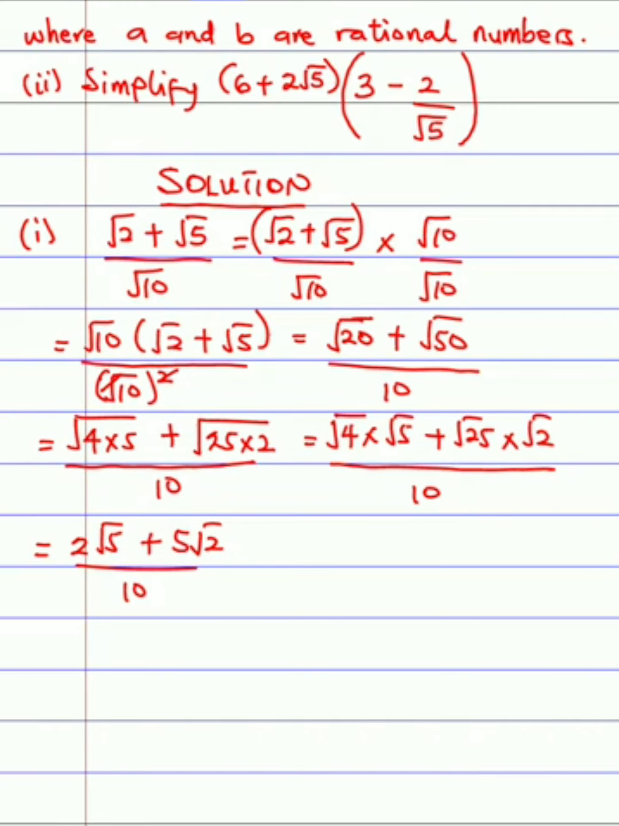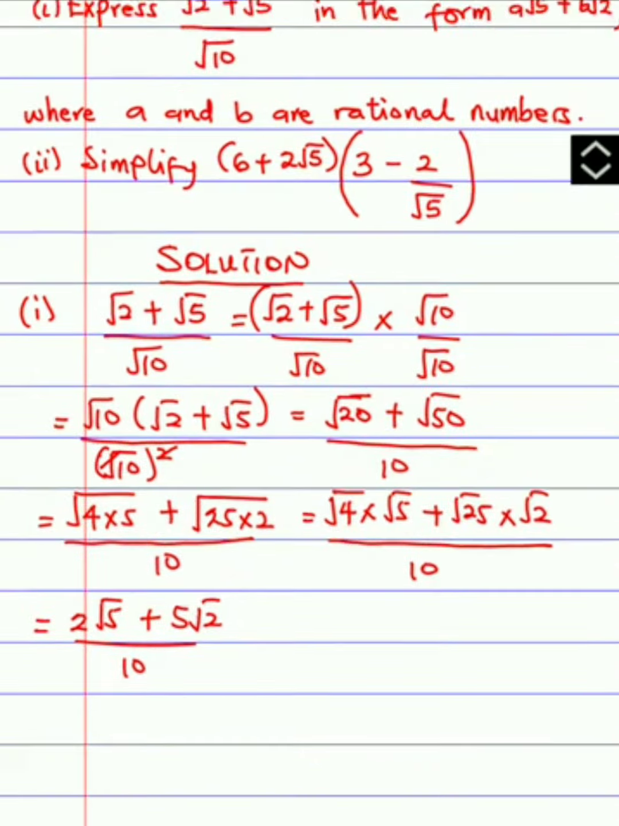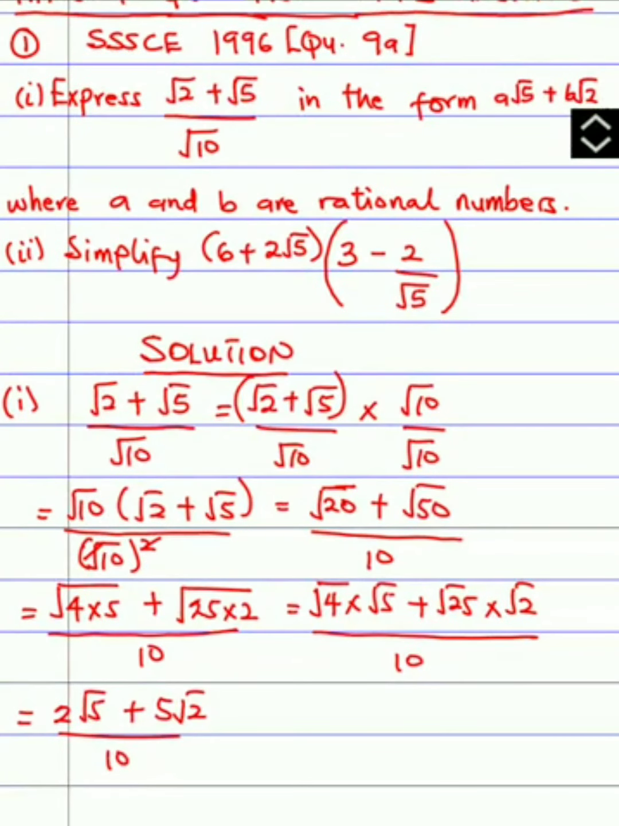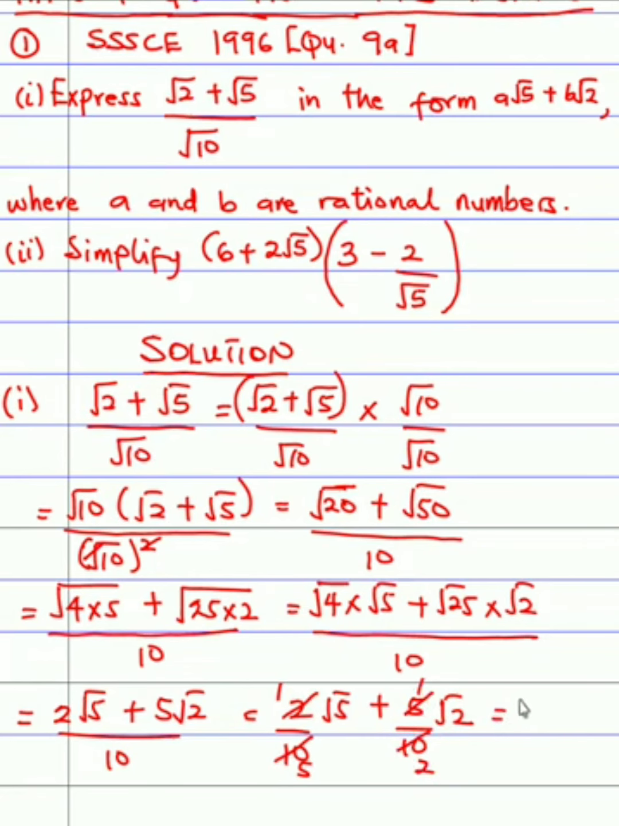Now, the question was we are to express this in the form a root 5 plus b root 2. That means we shouldn't have a general denominator, so we are going to split this into 2. So we are going to have 2 over 10 root 5 plus 5 over 10 root 2. Now, 2 cancels itself once, it goes into 10 5 times. 5 cancels itself once, it goes into 10 2 times. So this gives us 1.